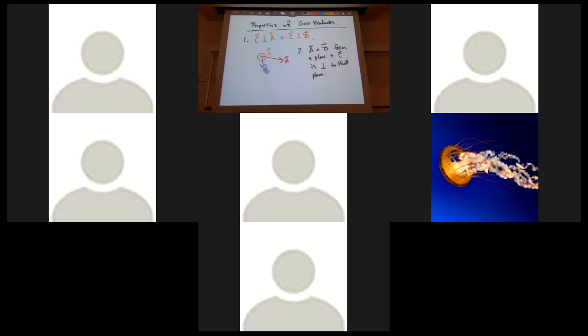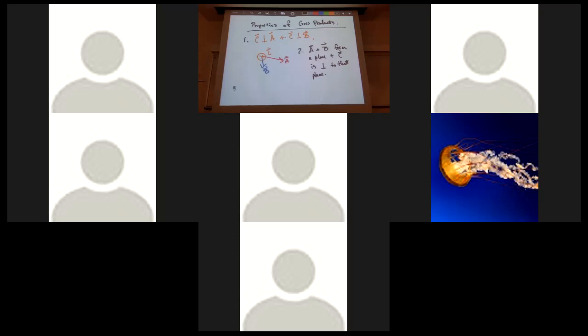So this is property number two. These guys are forming a plane. In this case, this would be say the XY plane and then C has to be perpendicular to that by definition, which means that if A and B are living in the XY plane, C then has to be in the Z direction, either in the negative Z or in the positive Z direction.